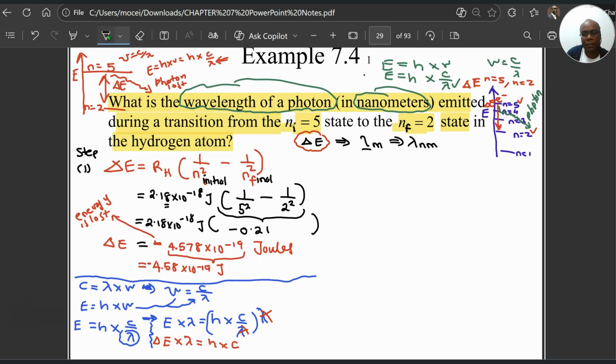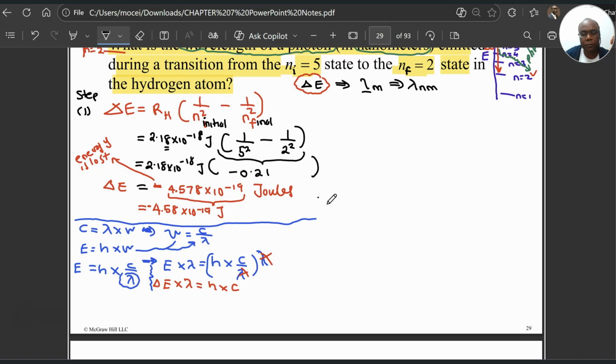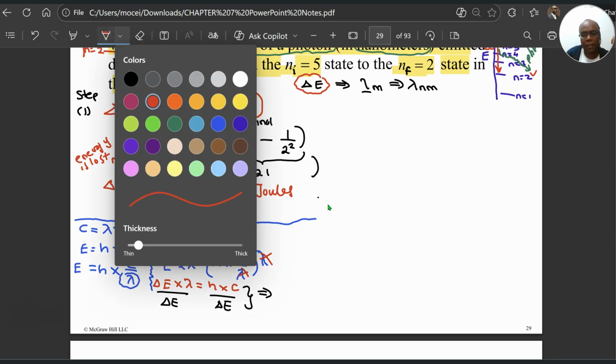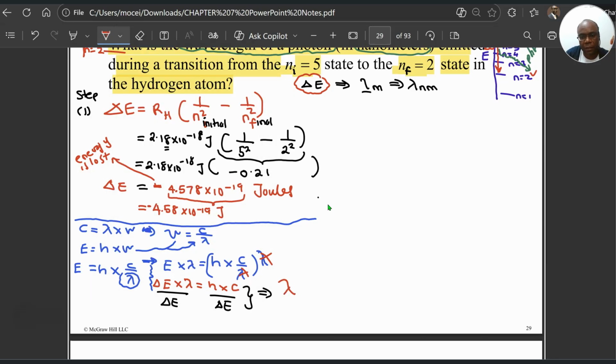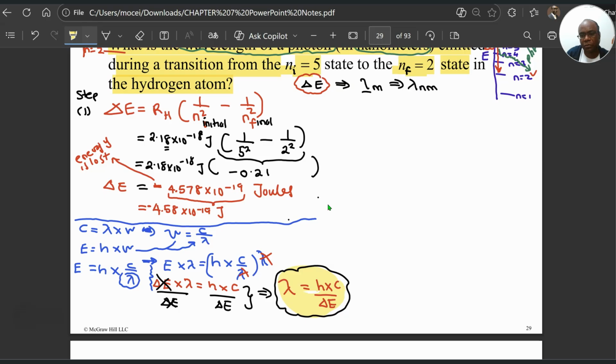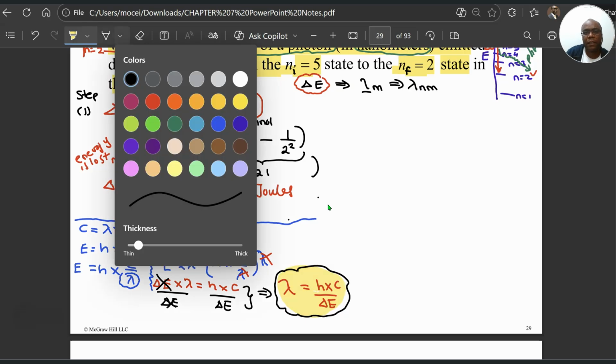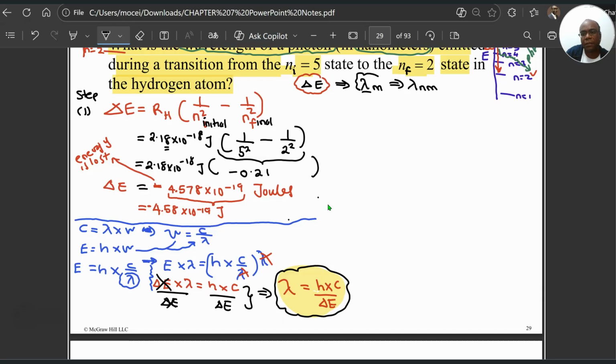Now our interest is the wavelength, right? So we'll divide both sides by delta E. What equation do we end up with? We end up with the equation that tells us that our wavelength will be equal to Planck's constant times c over delta E. The reason is delta E will cancel on the left. This is very important. That is what's going to help us solve for wavelength, but the wavelength we solve for is going to be in meters.